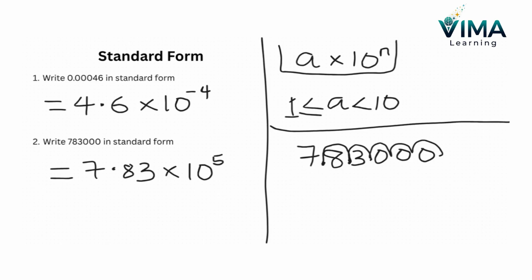Then our power is going to be 5. Remember, we moved backwards, from right to left 5 times. Because we moved backwards, it's going to be positive. That's why it's not the same negative power as question 1. Moving backwards is positive, and the number of times you move will always take the power. So our answer is 7.83 times 10 to the power of 5. The reason why we put the decimal between 7 and 8 is because it satisfies the condition for a. We cannot put it between 8 and 3 or 3 and 0.